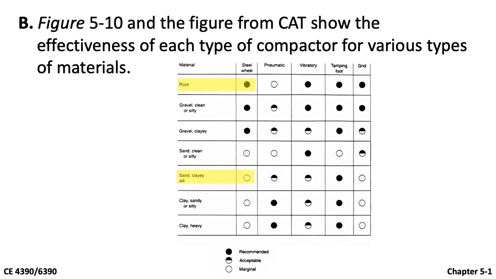Caterpillar or other manufacturers can provide you with some guidance on what type of compactor to use for different types of material. This is Figure 5.10 in your textbook. This figure summarizes when each type of roller should be used. For example, steel wheel is recommended for rock, but it is not recommended for sand.